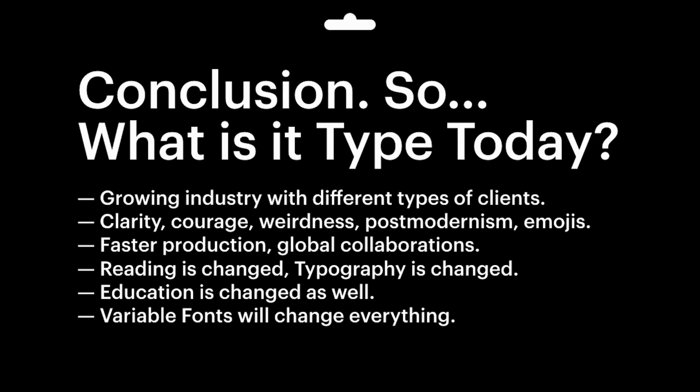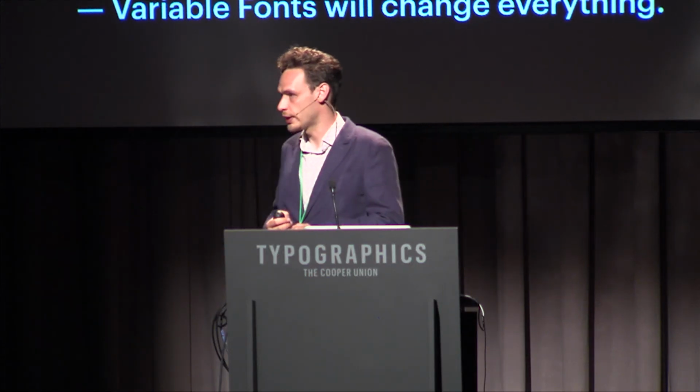So, coming to the conclusion, we see that type design and the type industry is a very growing thing. There are really a lot of things happening nowadays. Together with graphic design and different aspects of design, we're growing, and that's very good news. From a stylistic point of view, we really see a lot of interesting projects in postmodernism and clarity, and with the different aspects of it, and it's very interesting to see that as well.